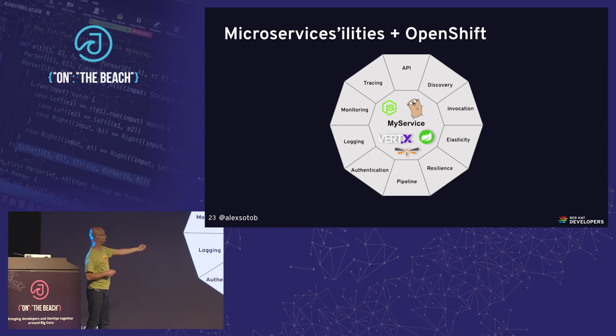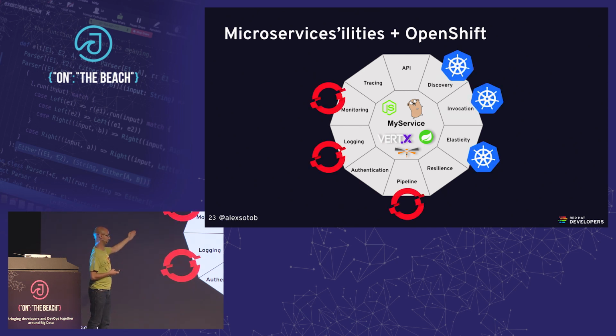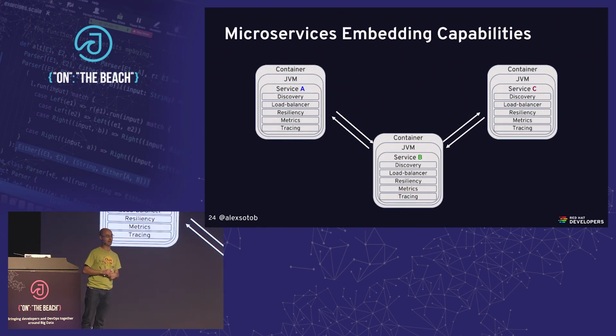places. For example, resilience is not covered. It's not covered also, for example, tracing. So usually what you end up with is that your service is something like that. You have a container because you're running inside Kubernetes. You have your JVM. You have all the services. And inside your code, you start adding some of these cross-cutting concerns implemented inside. For example, discovery, load balancer, resiliency, metrics, and tracing are usually things that you put inside your code.